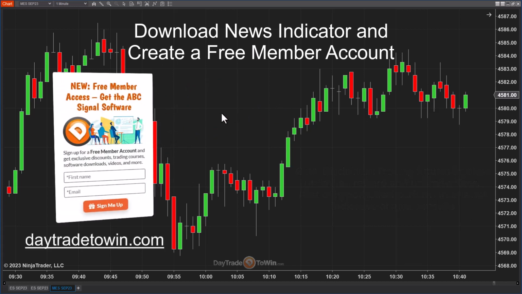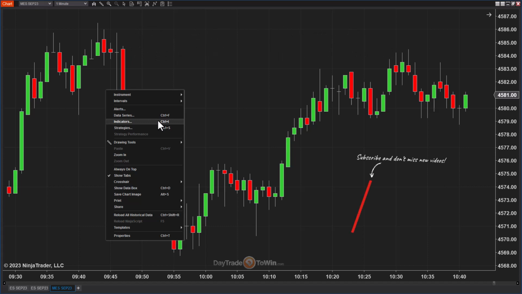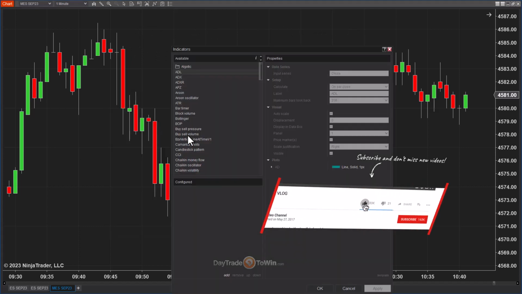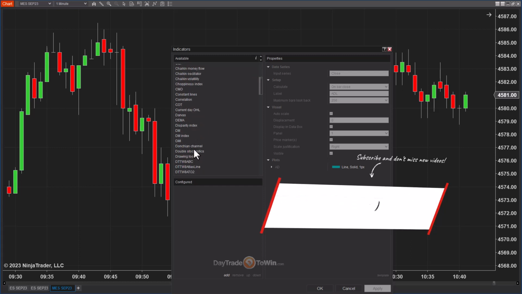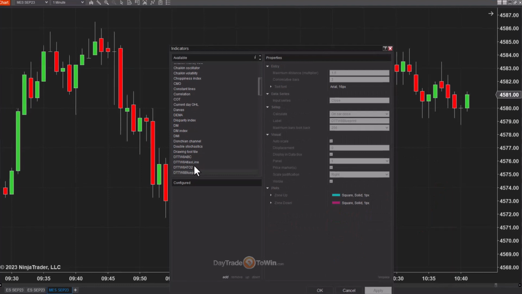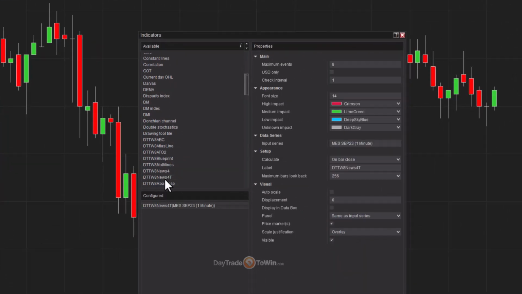So for those of you who want to know when news occurs, there's a great little indicator that we have available for free. It's located in the DayTradeToWin.com member account, and you can sign up for a free member account. So what we're going to do is come down here to the news indicator, and it should say DayTradeToWin 8 News 4T.